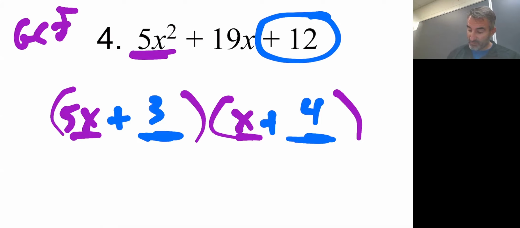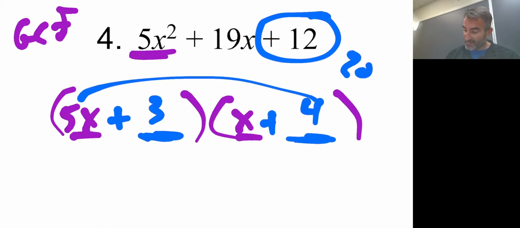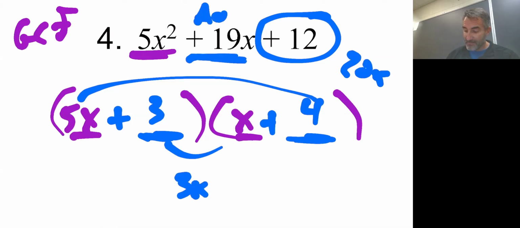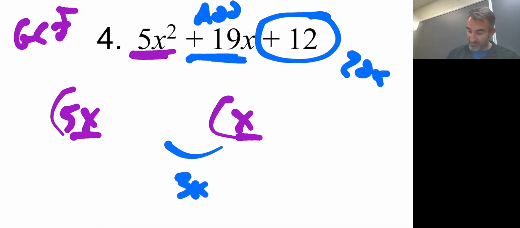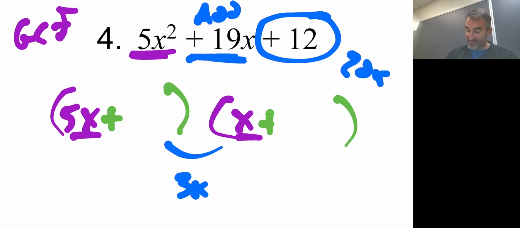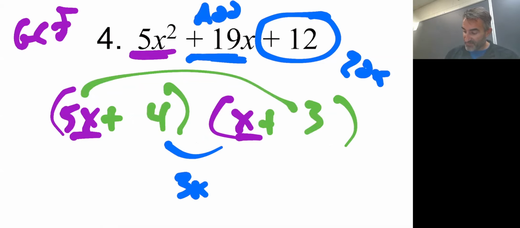Okay. Quick multiplication. That's 20x. That's 3x. Does that add to 19? It has to add to that middle. Nope, that doesn't work. So I'm taking a bunch away, but you guys get the hang of it. Plus, plus. Okay, so I tried 4 and 3. Let's try 3 there and 4 there. All right, that's 15x.